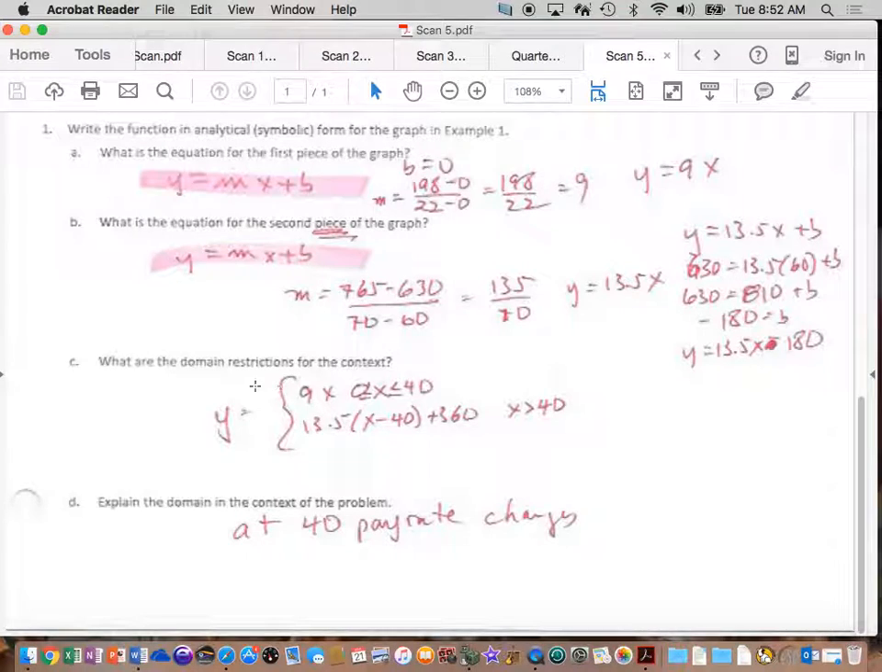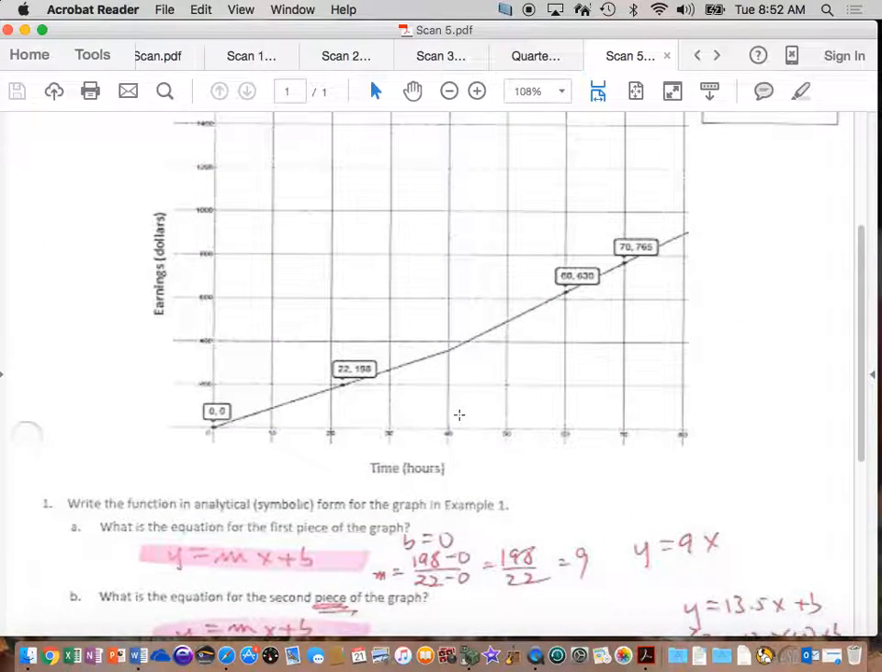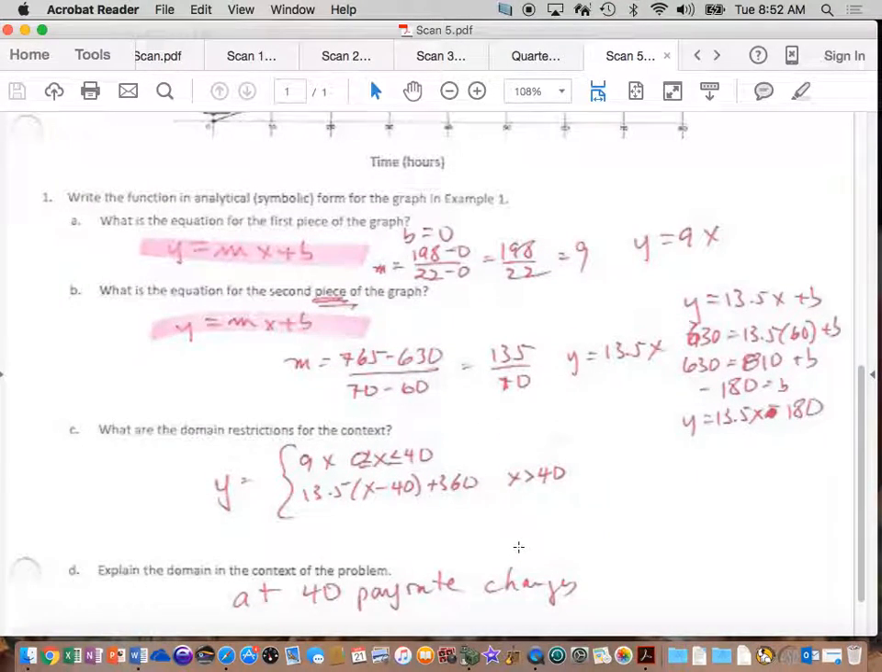There are domain restrictions. If I write the function rule, the y or the output is 9x for all x values between 0 and 40. But it's 13.5 times x minus 40 plus 360 if x is greater than 40. Now, where did I get all those points from? First off, the 13.5 x value doesn't start until after I get to 40. That's why a domain restriction is that it has to be greater than 40. And I have to subtract the first 40 hours to find how many hours are greater than 40.